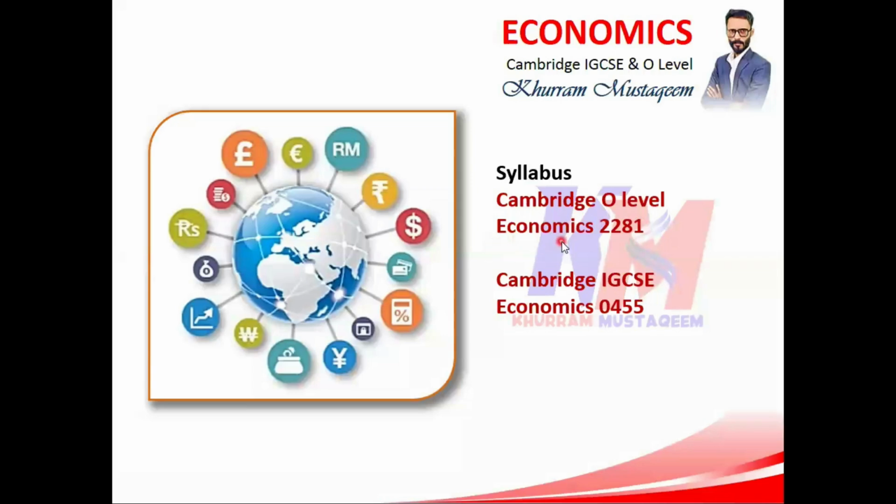Syllabus: Cambridge O Level Economics, the code number is 2281. Cambridge IGCSE Syllabus Economics, 0455. According to Cambridge, the O Level and IGCSE syllabus are quite the same, and this syllabus is valid for 2023, 2024, 2025.